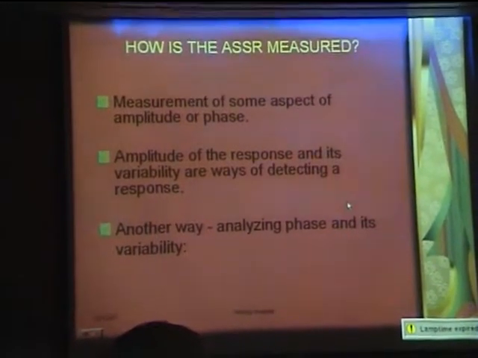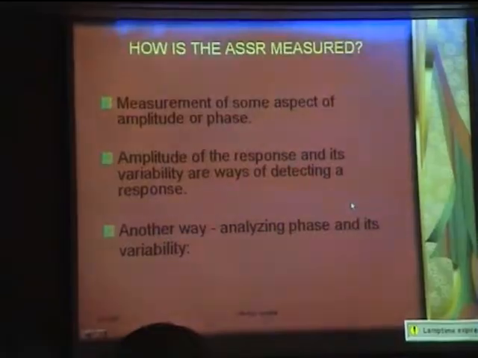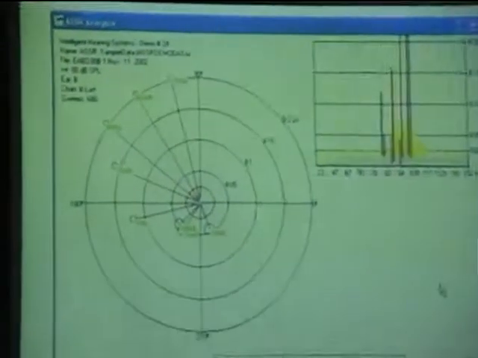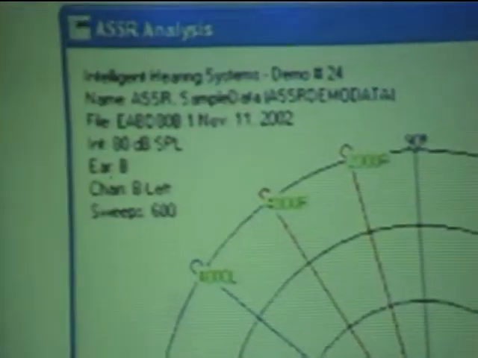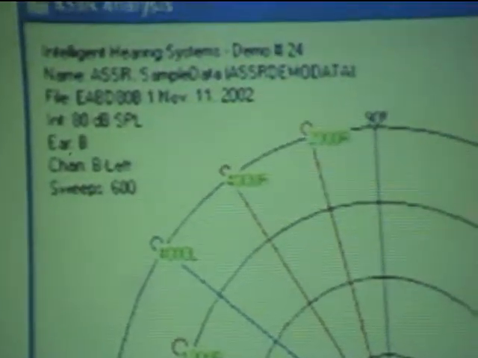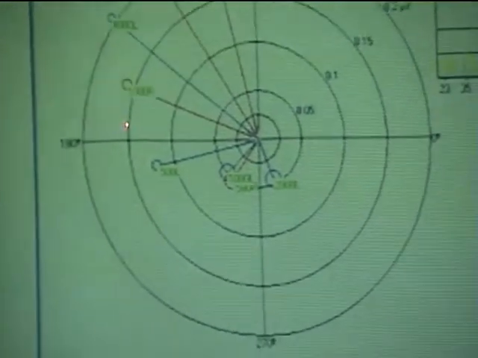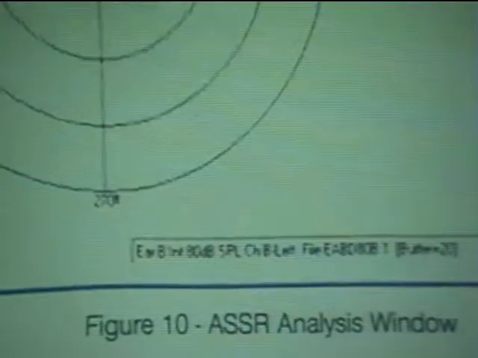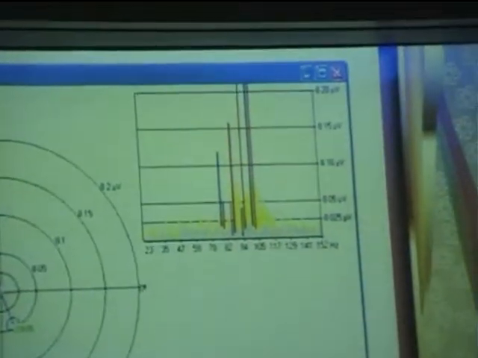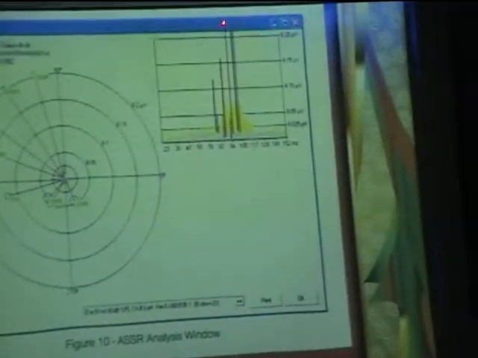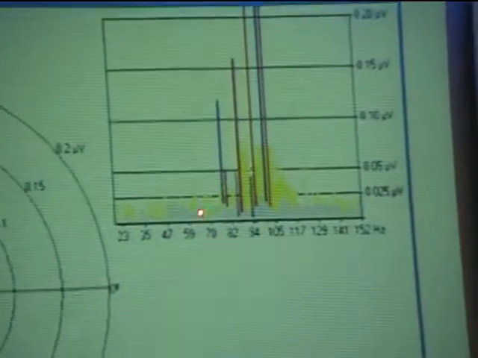How is the response measured? The measurement is in some aspect of amplitude or phase. We can see a response here. These lines which are seen, can these lines be seen? These are showing us the response at different frequencies, and the length of this line is indicative of the strength of the response. Okay, so the greater the length of the line, the stronger is the response. Or it can be analyzed in terms of its frequency domain, like this, an amplitude spectrum here, where we can see maximum energy at whichever frequencies.